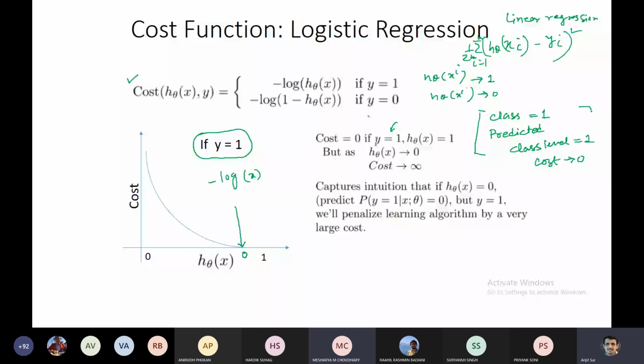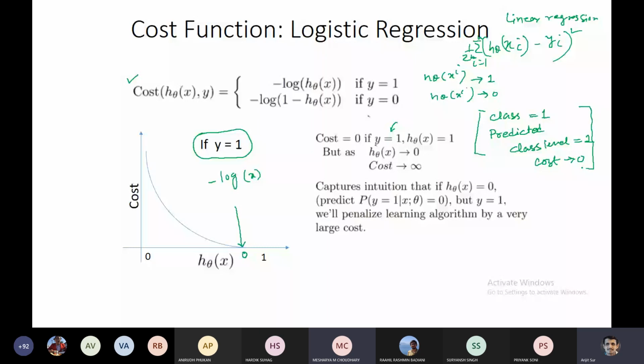If you do not understand, please ask, I will repeat it. When the class is 1, what should our classifier do? The prediction should be 1. Then, because it is the correct prediction, the corresponding cost is very low.